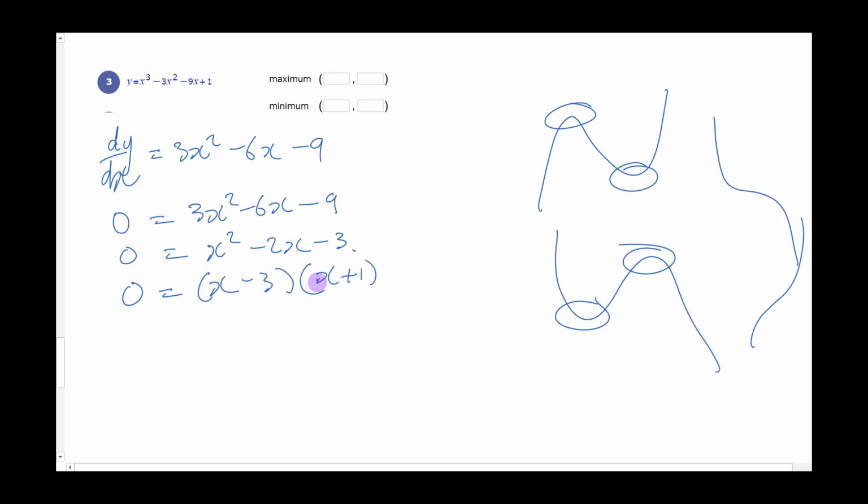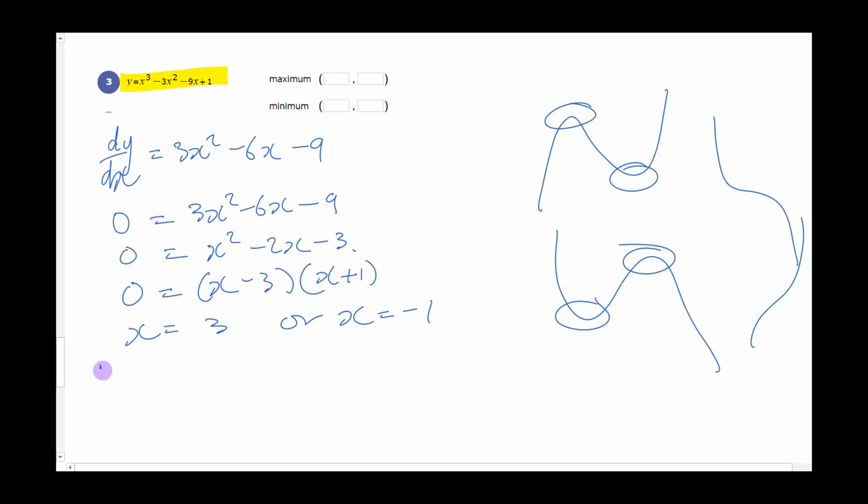Okay, minus 3 times x and 1 times x gives you minus 2x. Minus 3 times 1 gives me minus 3. So therefore x equals 3 or x equals minus 1. But we need to find the y values, so we put it into here to find the y values.